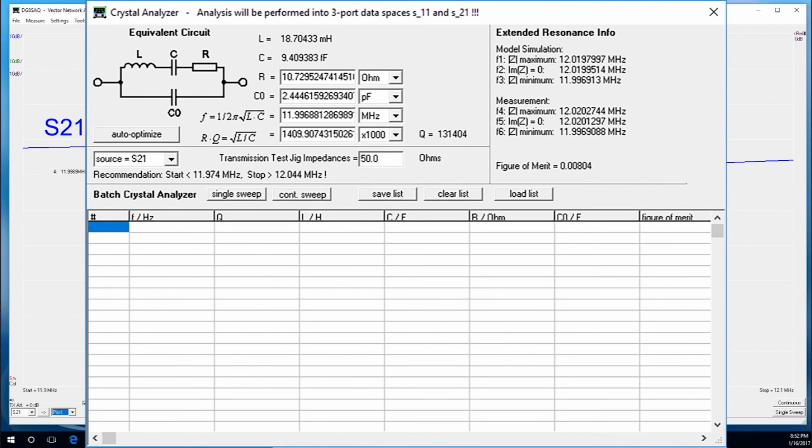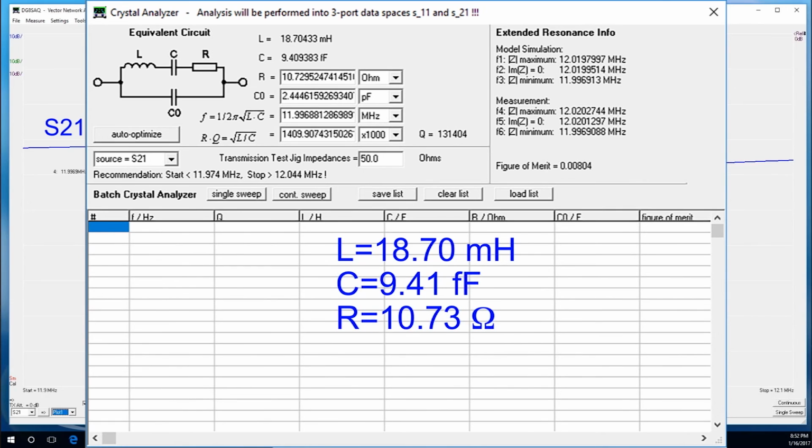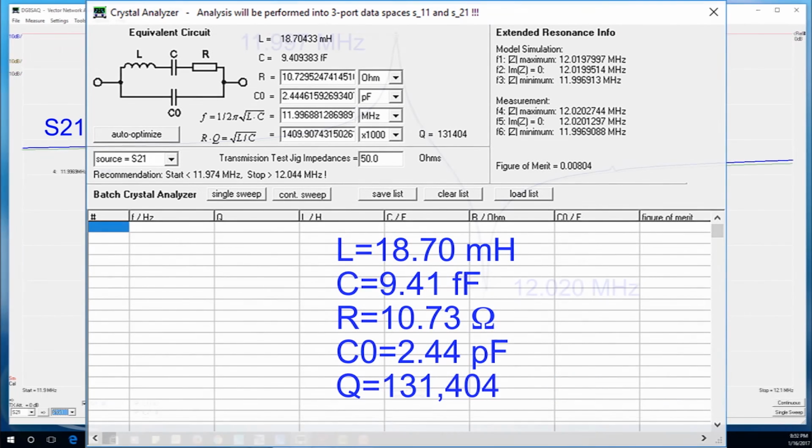The computed values in this case are an inductance, L, of 18.70 millihenries, a capacitance C of 9.41 femtofarads, a resistance R of 10.73 ohms, and a parallel capacitance C0 of 2.44 picofarads. Interesting to note the calculated Q is over 131,000.